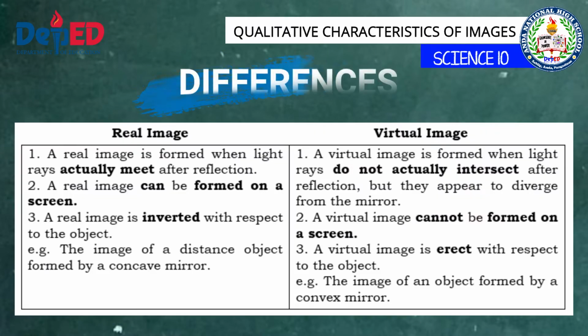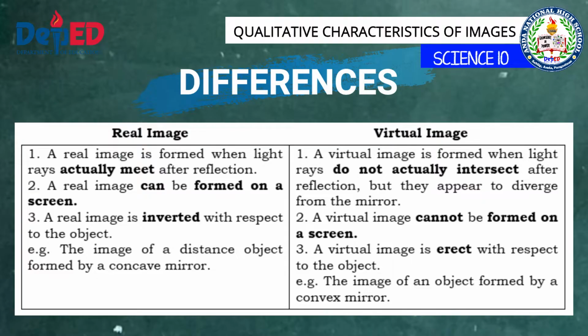A real image is formed when light rays actually meet after reflection. Also, a real image can be formed on a screen. And real image is inverted with respect to the object. Example, the image of a distant object formed by a concave mirror.